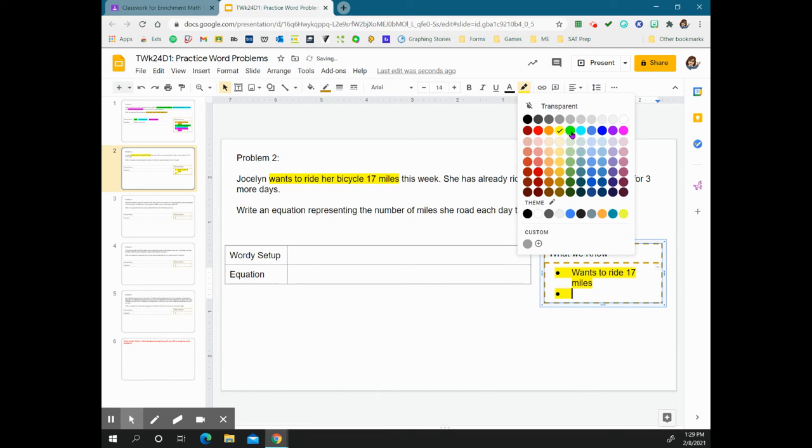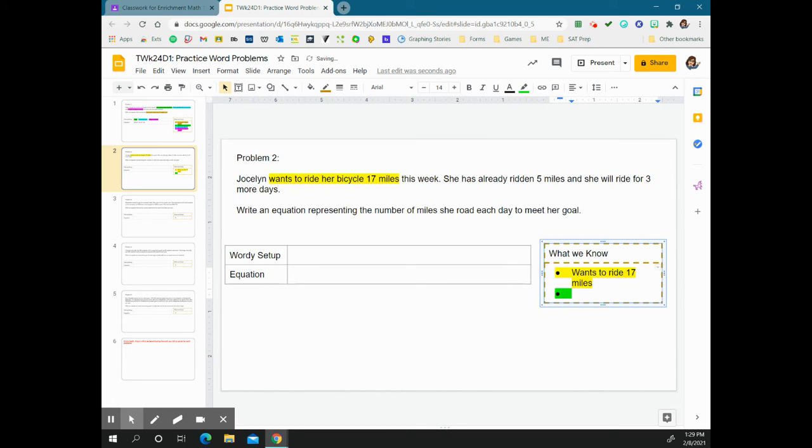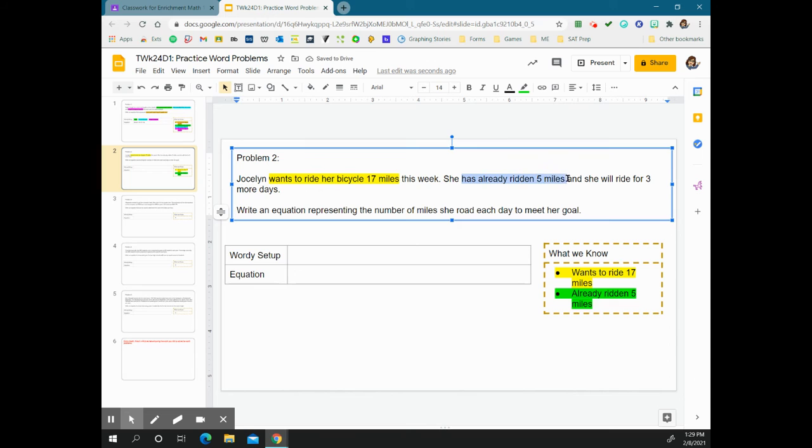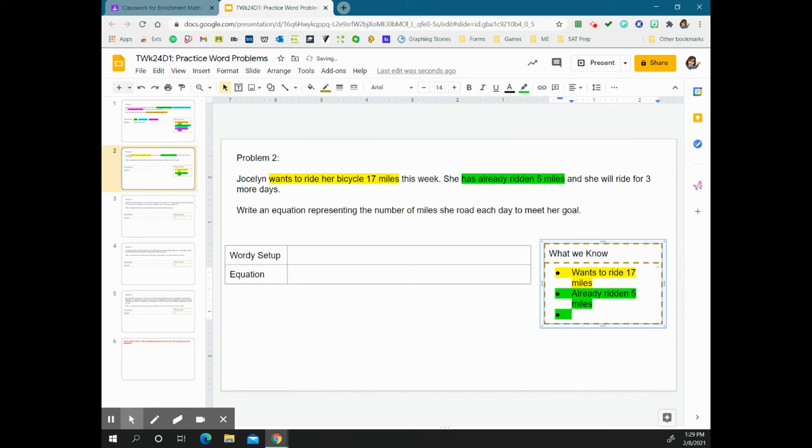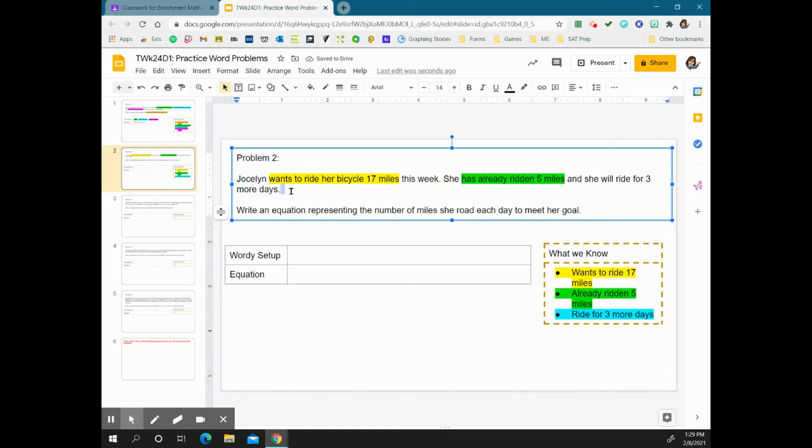We also know that she's already ridden 5 miles. And we both got this information from right here. We also know that she's going to ride for 3 more days. Let's do that not in green. So she will ride for 3 more days.